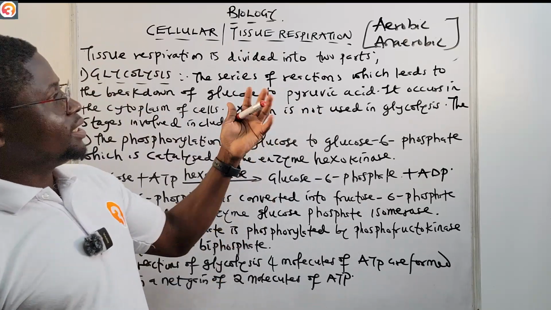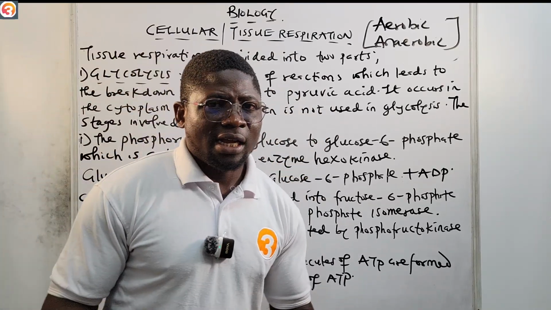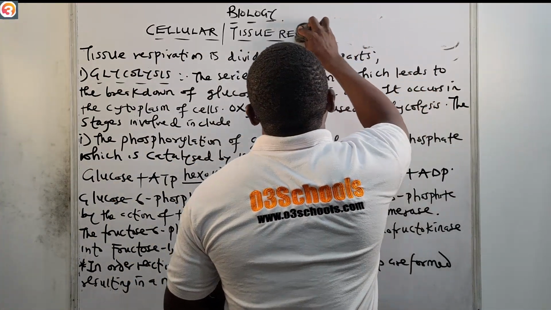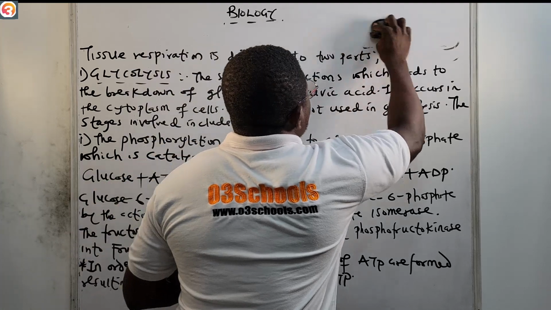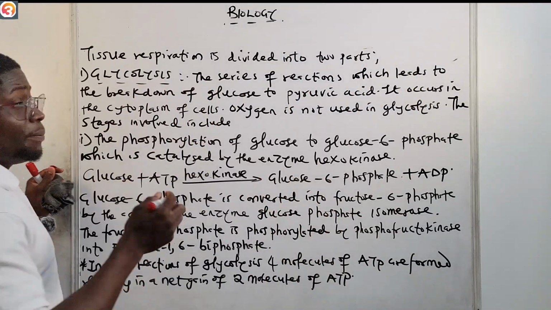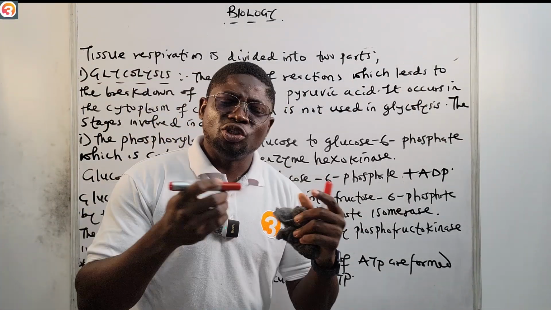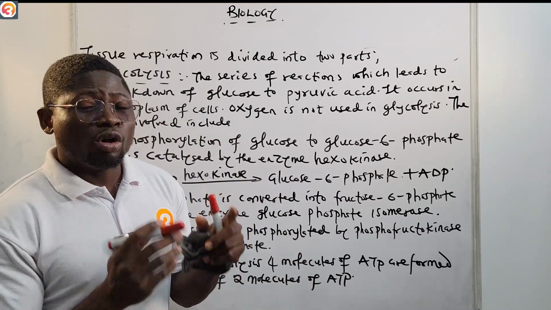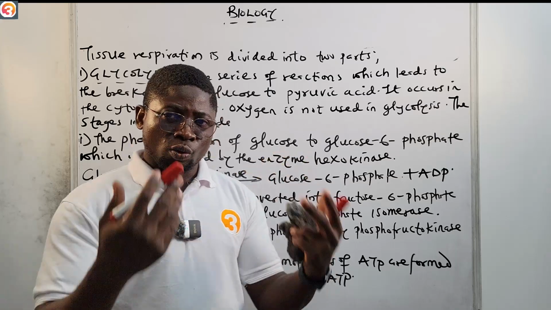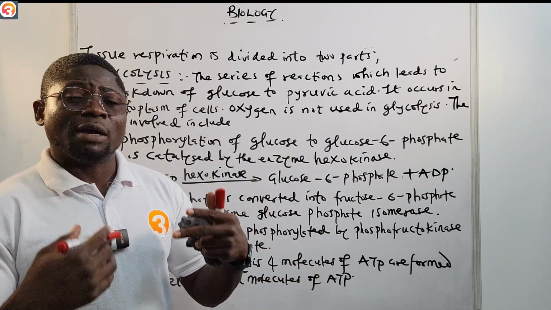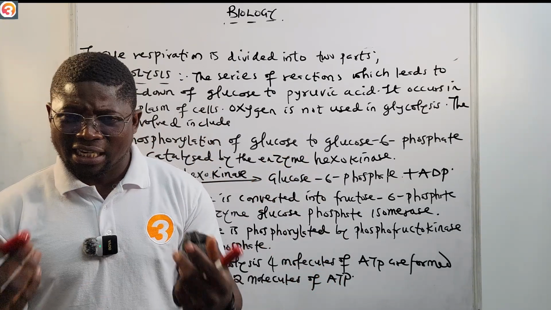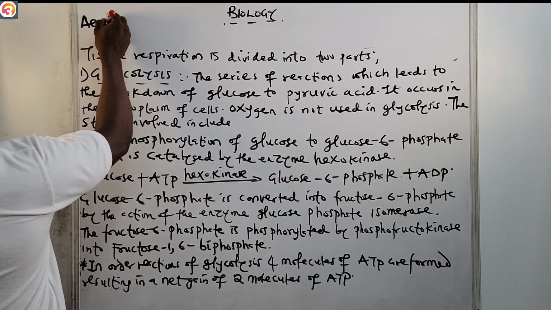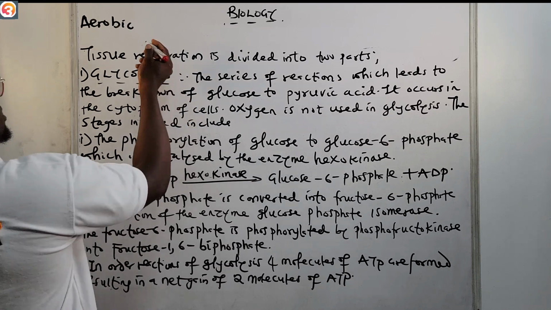So what is aerobic respiration? Let me write it out for you so that it becomes very easy. Aerobic respiration is a type of respiration in which oxygen is used to oxidize glucose, and then carbon dioxide and water are released as part of the products.